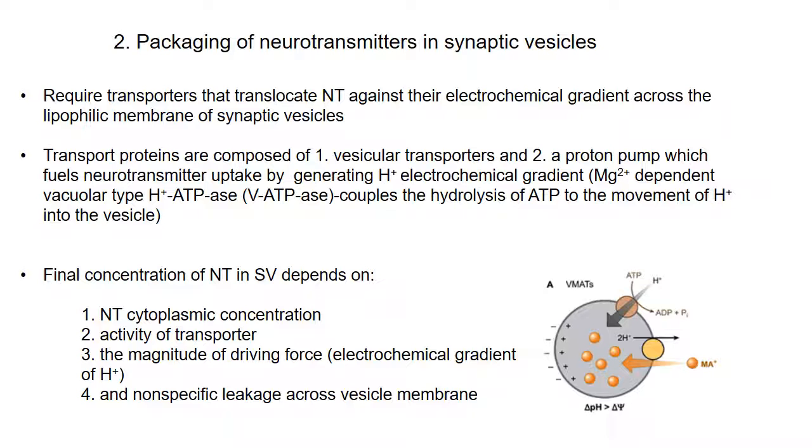Now, the final concentration of neurotransmitter, and how much of it is going to be released by single synaptic vesicles, which is going to define how much effect it's going to have on the postsynaptic neuron, is going to depend on the cytoplasmic concentration of neurotransmitter, so how much neurotransmitter is made, which is defined by the amount of precursor present and also by the activity of the enzyme. It's going to depend on the activity of the transporter itself, so these transporters' activity is also regulatable. It's going to depend on the magnitude of the driving force, which we said is made by these proton pumps, and their activity, because it requires the energy of ATP, will depend on the energetic status of the neuron. And finally, it's going to depend on non-specific leakage across the vesicle membrane.